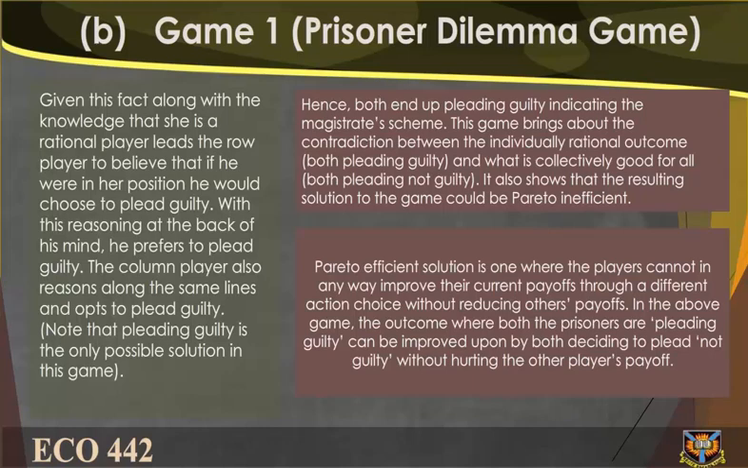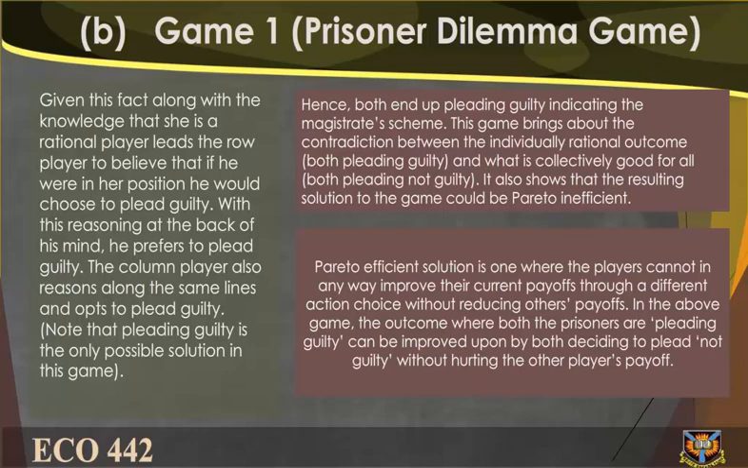This game brings about the contradiction between the individually rational outcome, both pleading guilty, and what is collectively good for all, both pleading not guilty. It also shows that the resulting solution to the game could be Pareto inefficient. A Pareto efficient solution is one where the players cannot in any way improve their current payoffs through a different action choice without reducing others' payoffs.